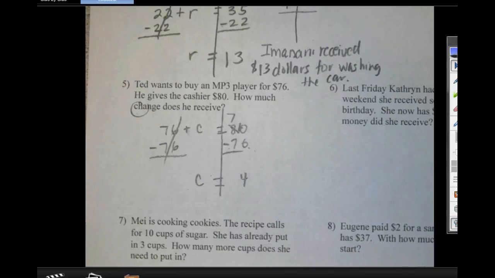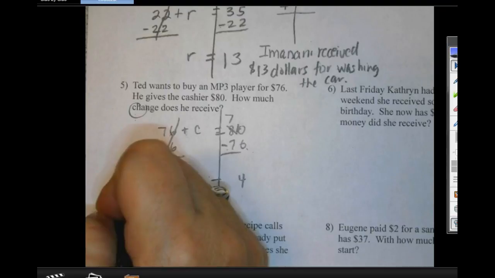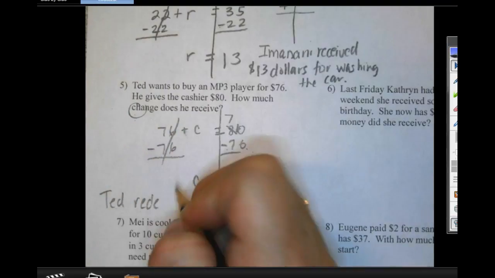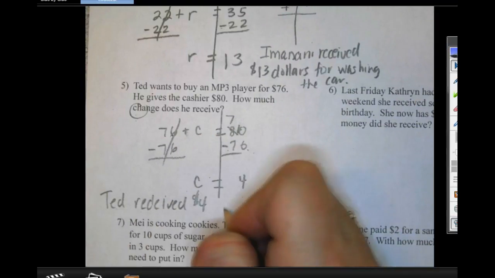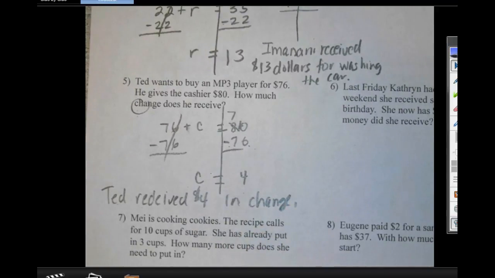All right, so let's look at this one, and then we're going to do number 7 together and set you guys free. Okay, so Ted wants to buy an MP3 player, right? We said that his change was $4. So we can say Ted received $4 in change. It's that simple. But it still requires a word answer.